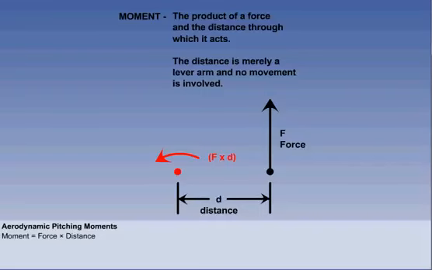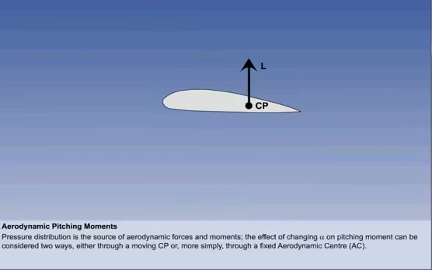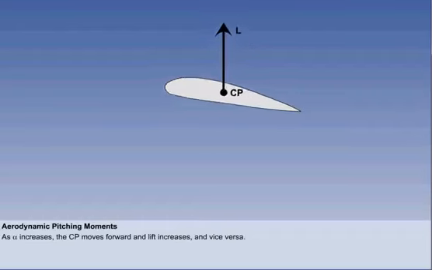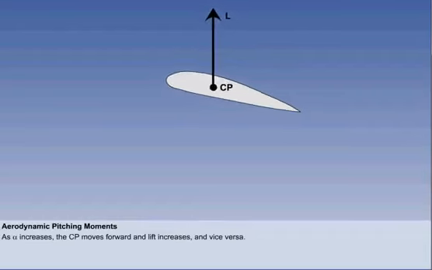The distribution of pressure over a surface is the source of aerodynamic moments as well as forces. There are two ways of considering the effects of a changing angle of attack on the pitching moment of an aerofoil. Either by measuring the changes in magnitude of lift through a moving centre of pressure, or more simply, through a fixed aerodynamic centre. You know from the previous parts of this lesson that as the angle of attack increases, the CP moves forward and the magnitude of lift increases, and vice versa. This results in a changing force with a changing point of application.